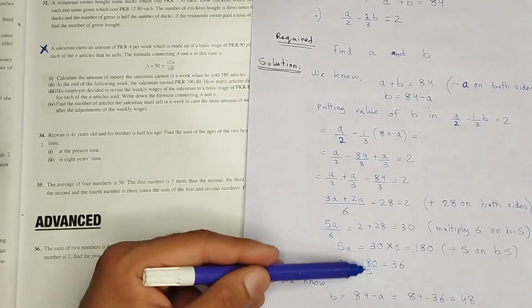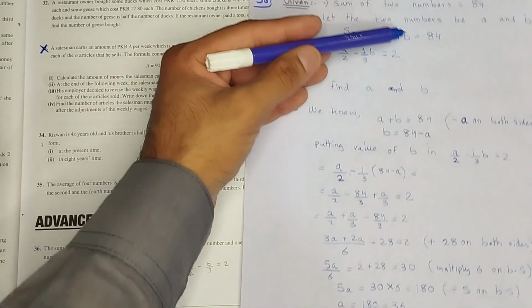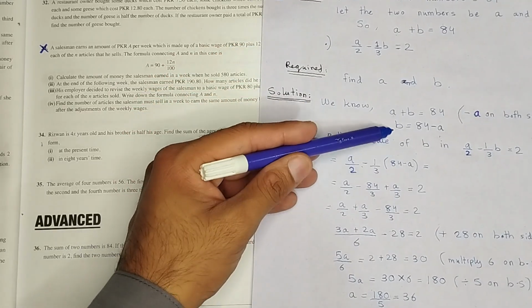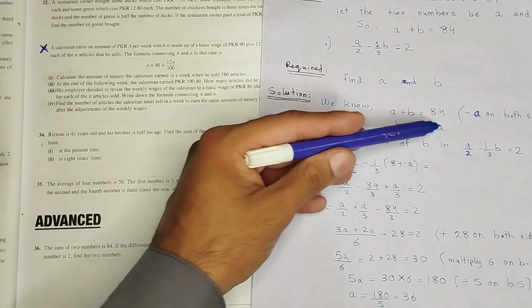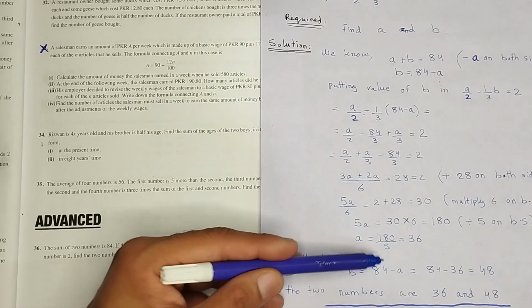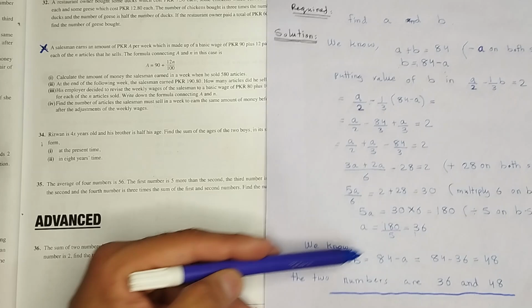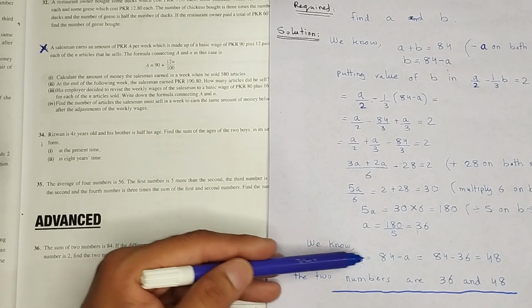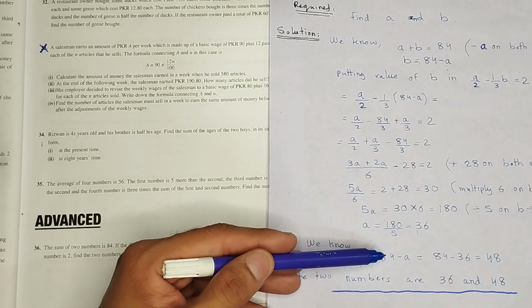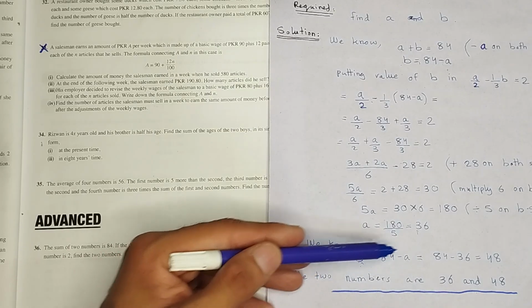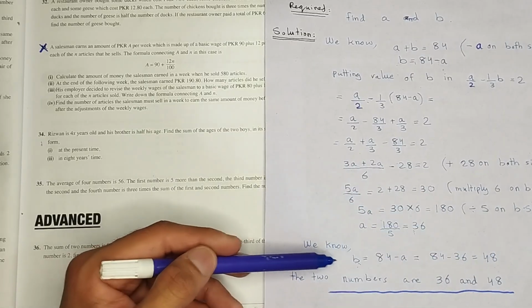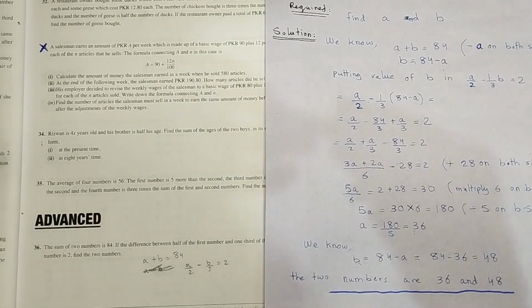Once we know the value of a, we can put the value of a back in the first equation we had. You can see the value of b. b is equal to 84 minus a. We know the value of a now, which is 36. So what are we going to do? We're going to put the value of a and find the value of b. b is equal to 84 minus 36, which will give us the value of b. Now we know both of the two numbers.